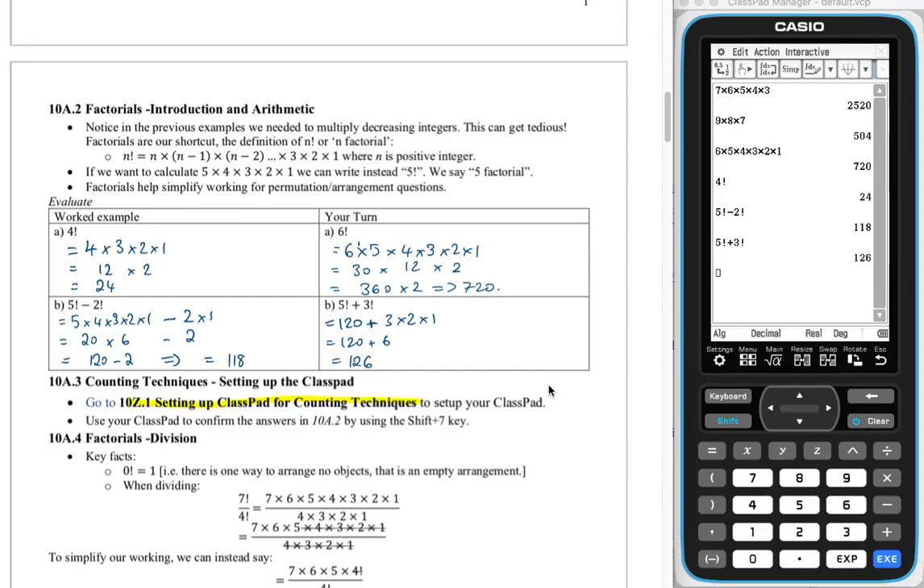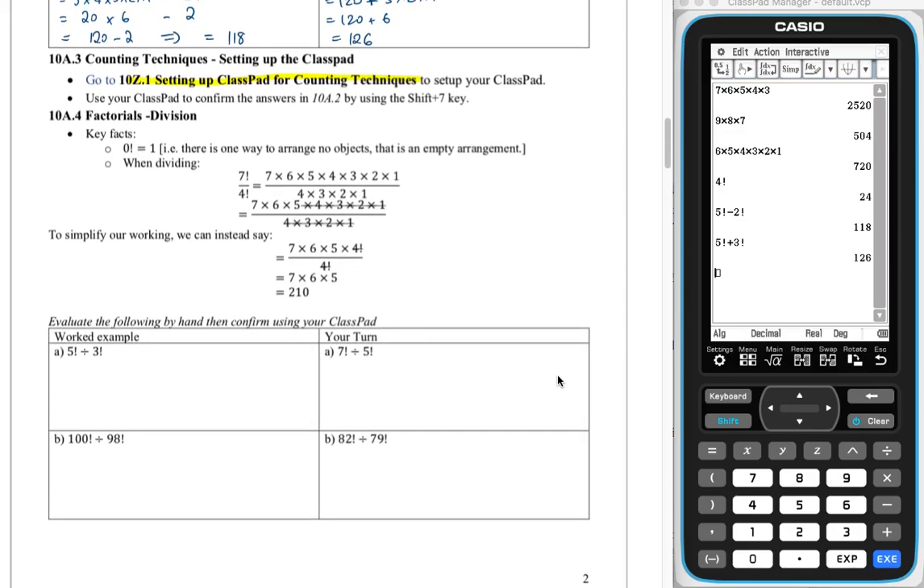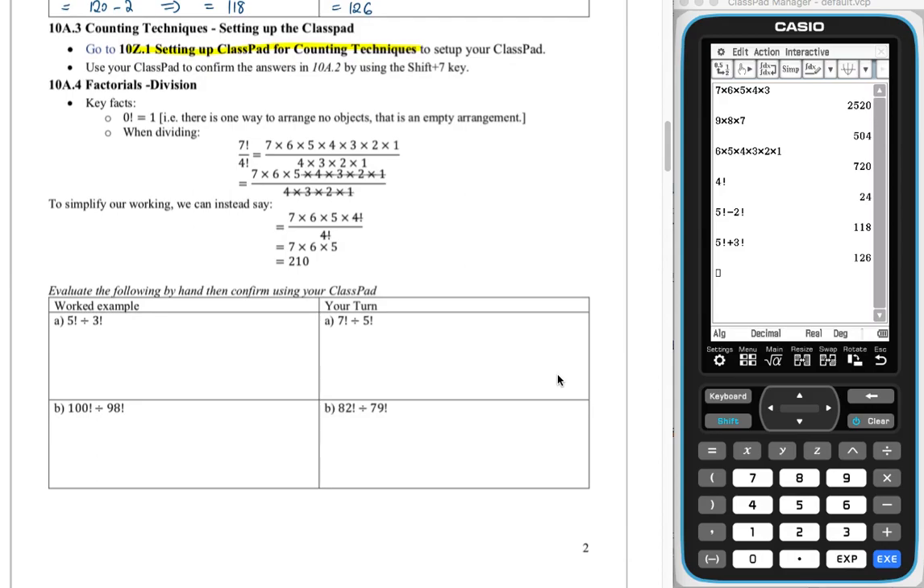So we've just set up our class pad, we've looked at factorials, and we know what a permutation is. We're going to be looking at doing some more factorial work, in particular division. So we're looking at 10A.4 now, factorials division. So let's look at some key facts for factorials.